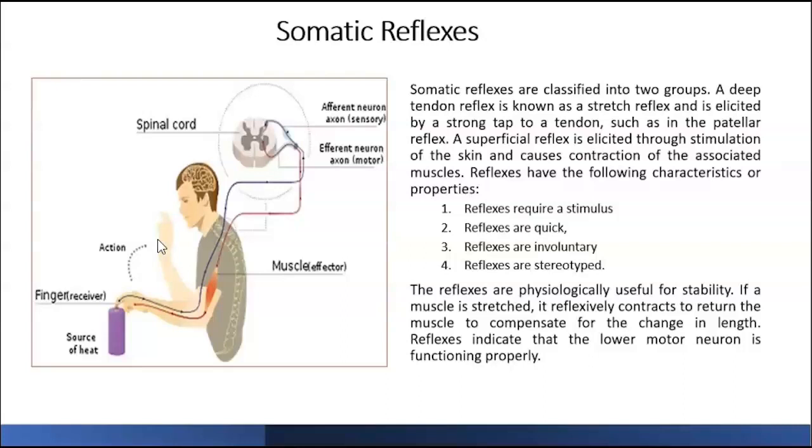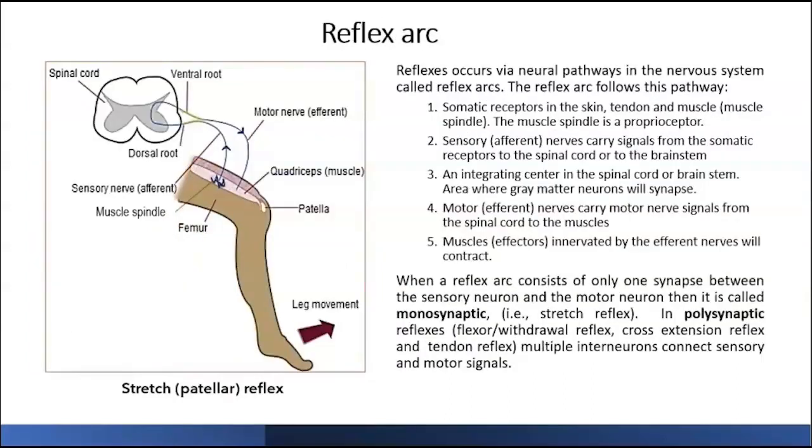Reflexes are quick. Obviously, it doesn't take a long time to withdraw your hand from the hot stove, and they require stimulation because if you don't have any stimulation, for example, if you don't put your hand on the hot stove, then you are never going to get a reflex. The reflex forms a reflex arc that has different parts. The first part is the receptor. Second part is the sensory nerve. The third part is the spinal cord. The fourth part is the motor nerve. The fifth part is the effector.